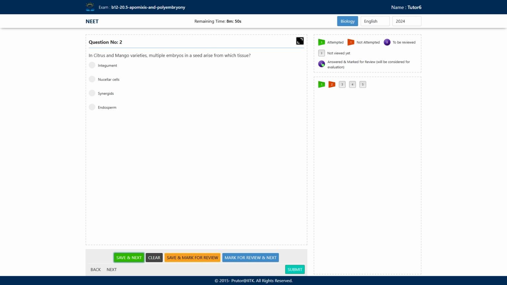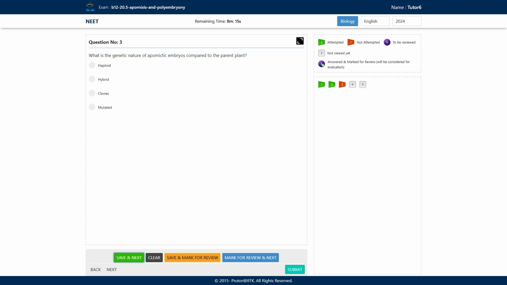In citrus and mango varieties, multiple embryos in a seed arise from which tissue? A. Integument, B. Nucellus cells, C. Synergid, and D. Endosperm. Integument, synergid, and endosperm do not form diploid multiple embryos. Nucellus cells are involved. So, we will save and move to our next question.